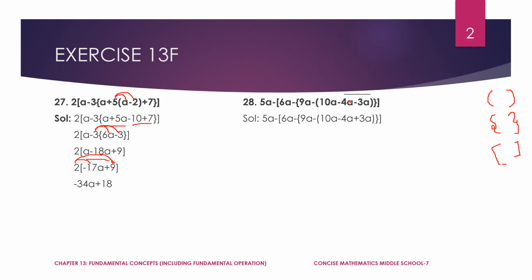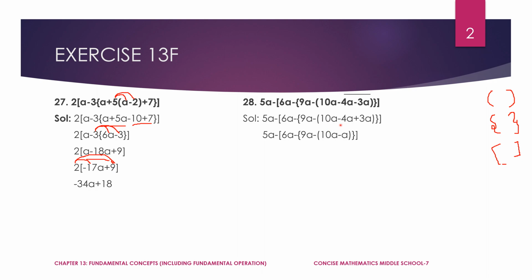This bar is present on 4a and 3a, right? So in this second term, only the 3a sign should be changed to plus, right? Now we have to solve this small parenthesis. Here these terms are in the small parenthesis. All are like terms, right?